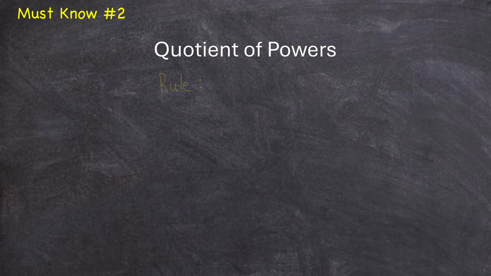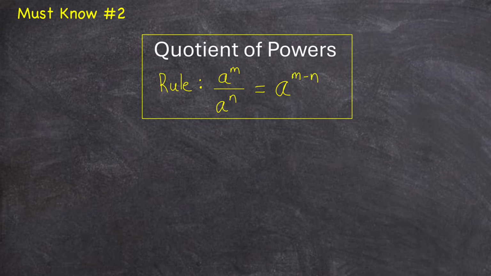This rule states that if you're dividing two powers that have the same base, so let's say a to the power of m divided by a to the power of n, you can simplify that into a single power by keeping the same base of a and then subtracting the exponents, m minus n. And then once again, let's do a few examples where you can see why this rule works and get comfortable using the rule.